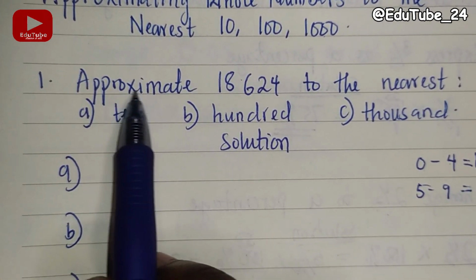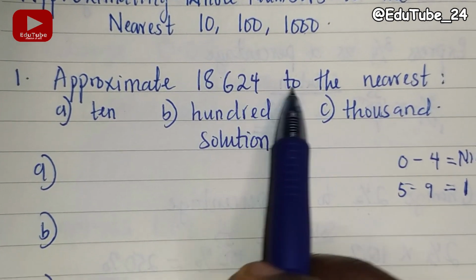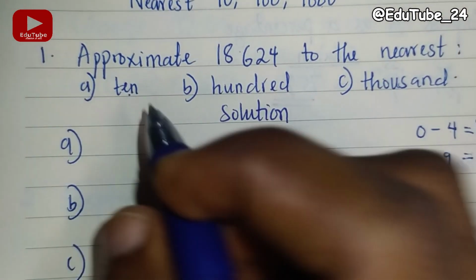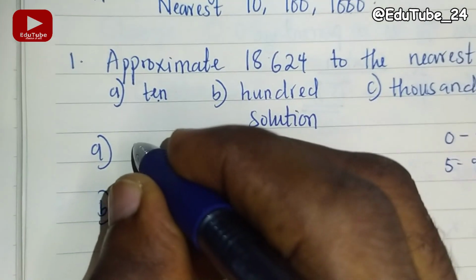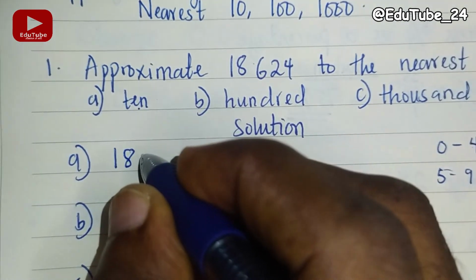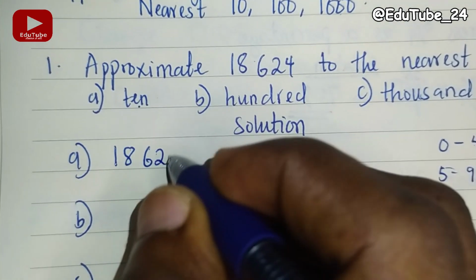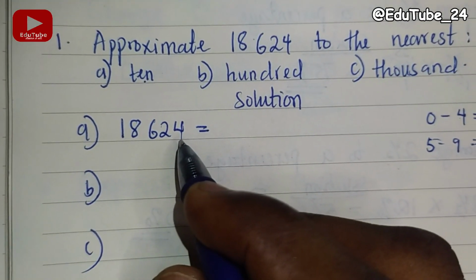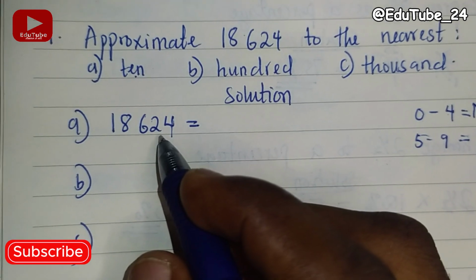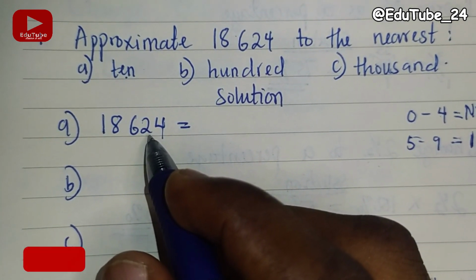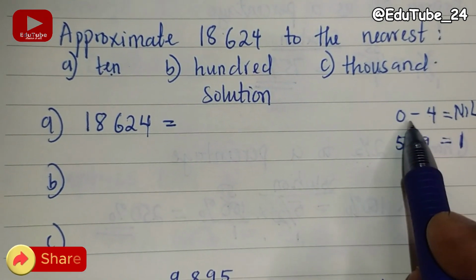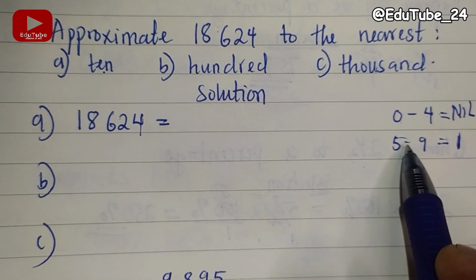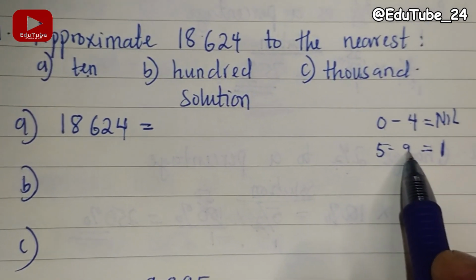The first example says approximate 18,624 to the nearest 10, 100, and 1000. So, let's begin with the nearest 10. We are approximating 18,624 to the nearest 10. Now, to the nearest 10 simply means you are going to identify the tens place value, and then the nearest number to it. We'll consider the principle of whether it is between 0 and 4, and then we round it down to nothing, and we consider whether it is between 5 and 9, and then we round it up to 1.